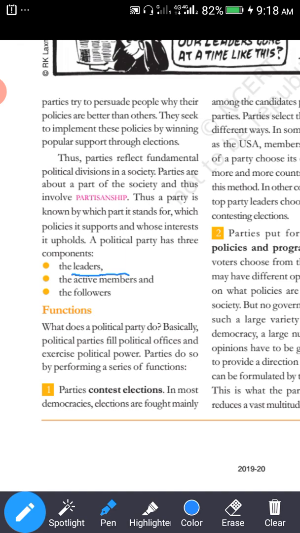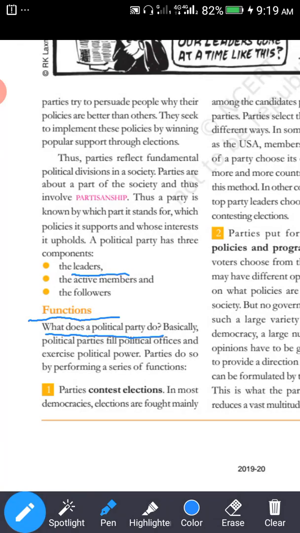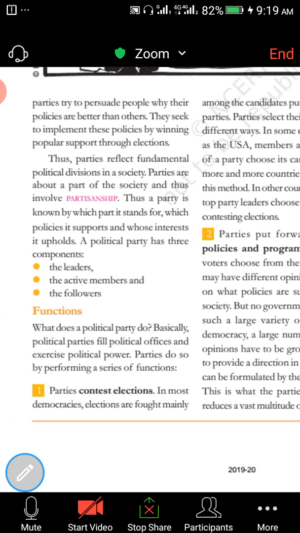Now, what are the functions of political parties? What does a political party do? Will they set up schools and colleges? No. Political parties seek offices and exercise political power. Parties do so by performing a series of functions. And which type of functions? Before the election and after the elections.